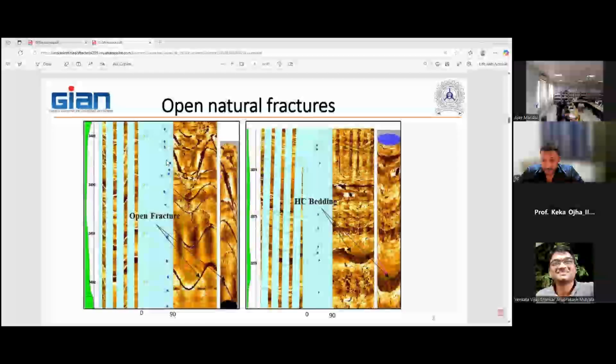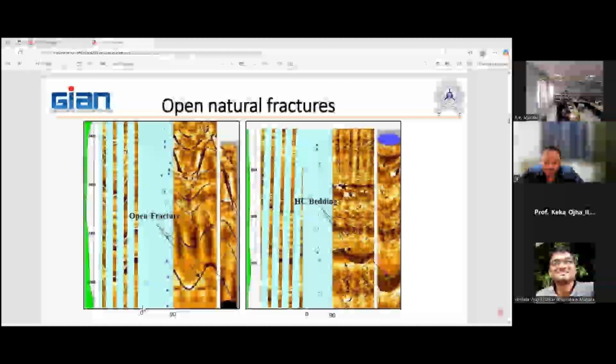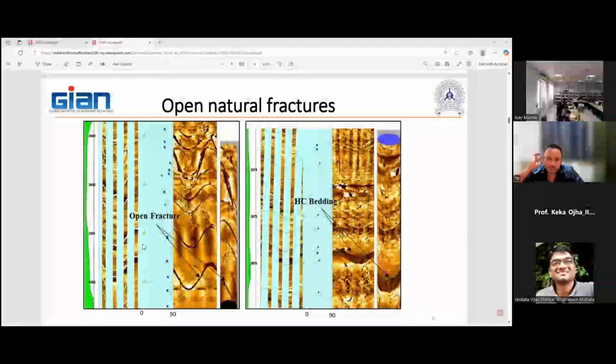So again, if you look at these ones, these are most likely the bedding, tadpoles representing the bedding. Okay. So you see the bed dips are really low. They are close to 0 degrees, maybe 5 degrees. The beds are dipping 5 degrees, almost horizontal. And the direction the beds are dipping is northeast. So you can see the tadpoles are pointing northeast.